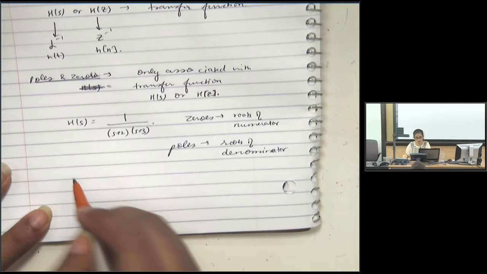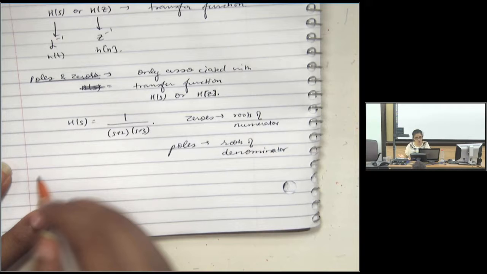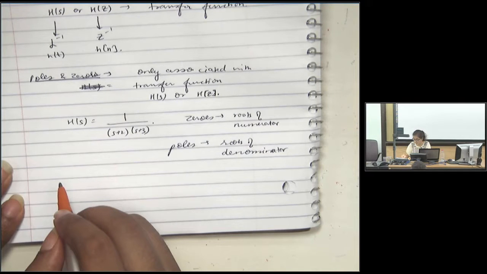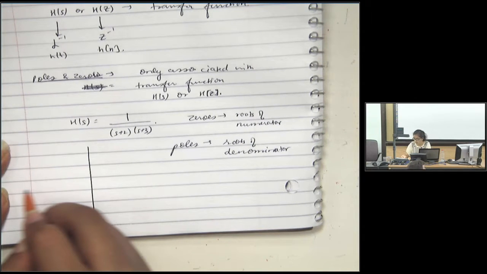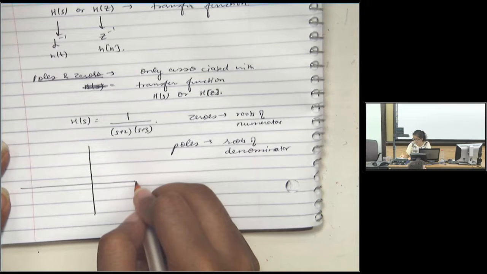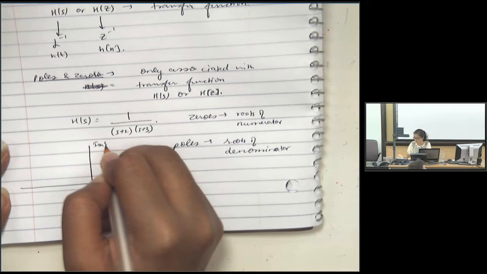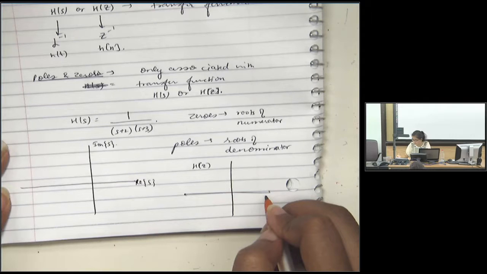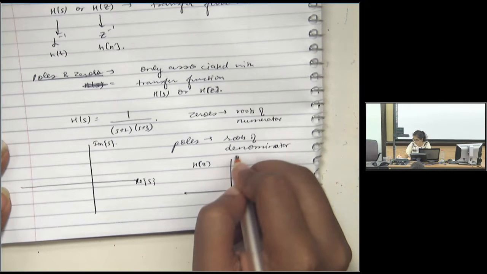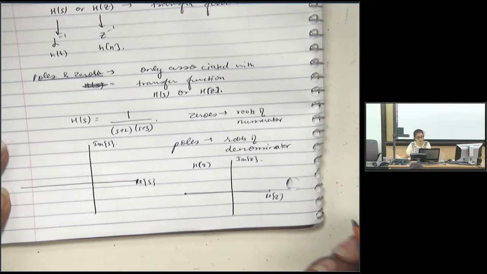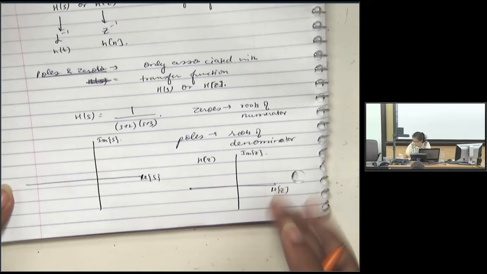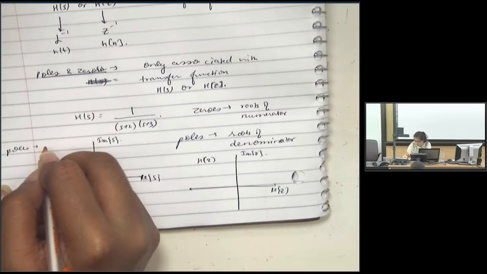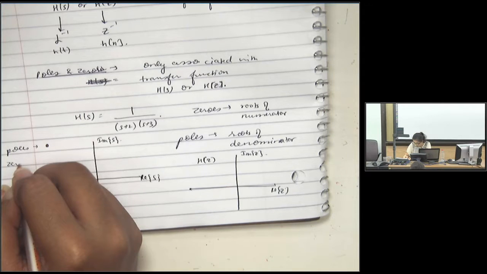You could also be asked to plot the poles and zeros. Whenever you plot your poles and zeros, they'll be in the complex plane. If h of s is given to you, you'll have the real axis and imaginary axis. If h of z is given to you, this will be a z plane, but again complex, because your poles can be complex. Real or complex, right? So always denote your poles with a circle and your zeros with a cross.